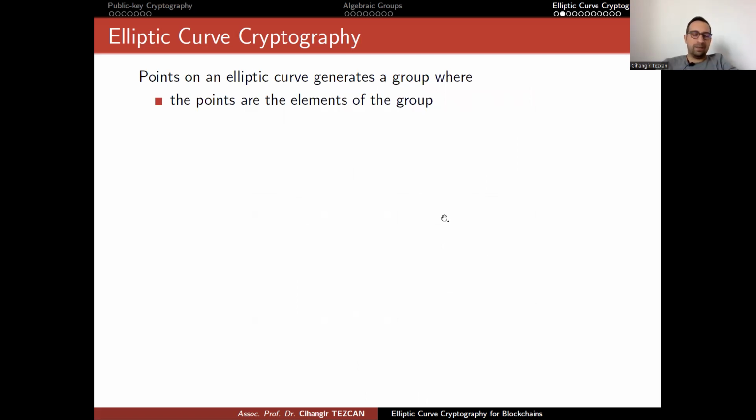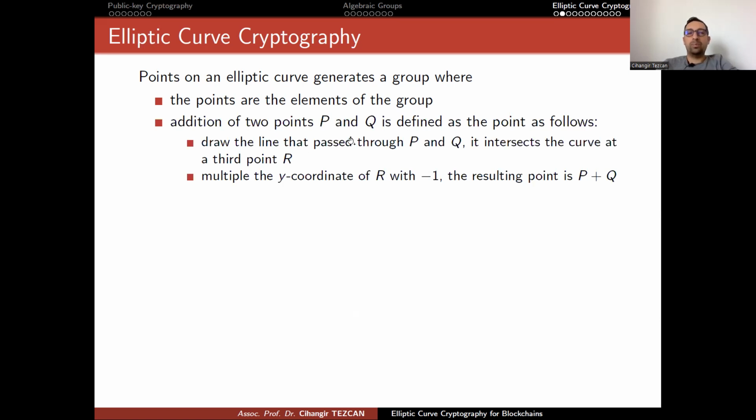The important thing is that the part we are interested in is that points on an elliptic curve generate a group, where the points are the elements of the group, and the addition of 2 points P and Q is defined as follows. You draw the line that passes through P and Q. Recall that only a single line can pass through 2 different points. It intersects the curve at a third point R. This comes from the definition of the elliptic curve. Then multiply the y-coordinate of R by -1, and we claim that the resulting point is P plus Q.